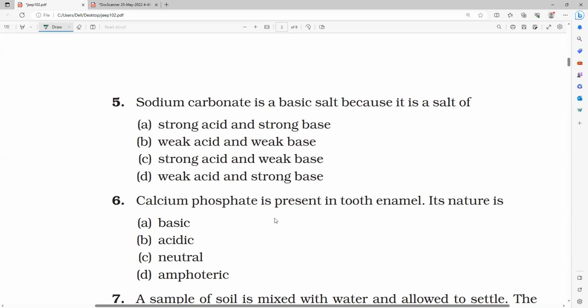Sodium carbonate is a basic salt because it is a salt of what? Right or wrong or secondary? I want an answer. Johan and Nimish. Sodium carbonate is a basic salt because it is a salt of.